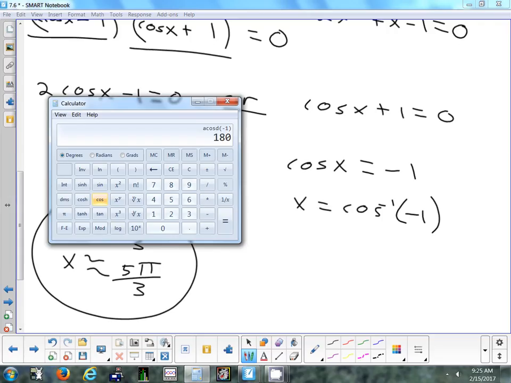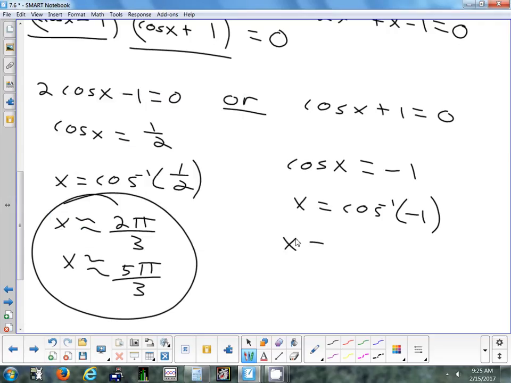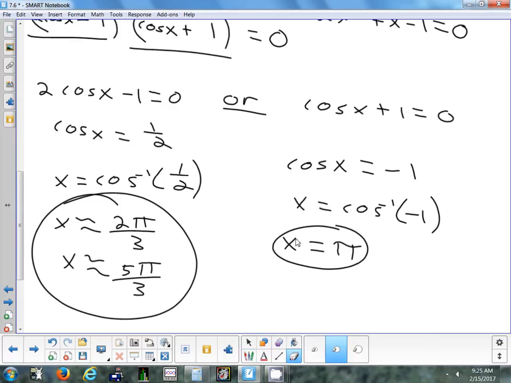What's 180 in radians? It's pi. In fact, I can put equal signs here. These are exact. I didn't round anything off. Okay, so this problem had 3 answers.